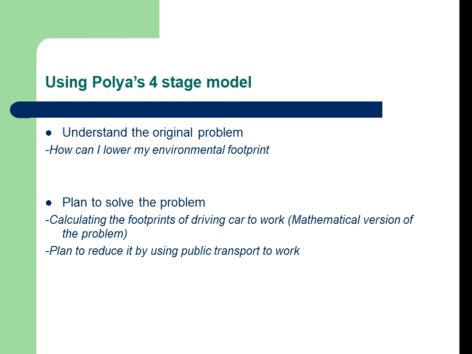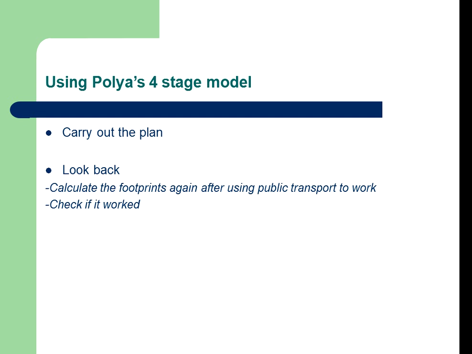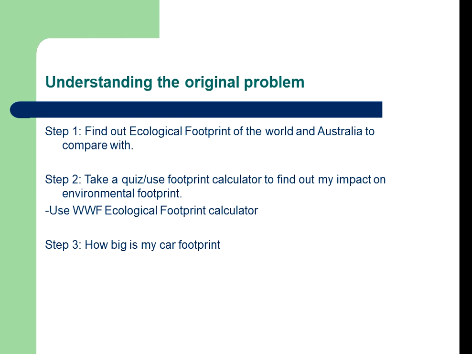Using Polya's four-stage model: number 1, understand the original problem; number 2, plan to solve the problem; number 3, carry out the plan; and the final one, look back. Understand the original problem: find out the ecological footprint of the world and Australia to compare with. Take a quiz. Use a footprint calculator to find out my impact on the environment. How big is my car footprint?